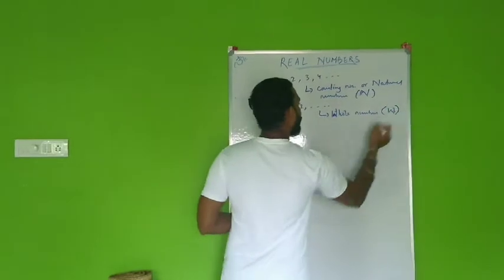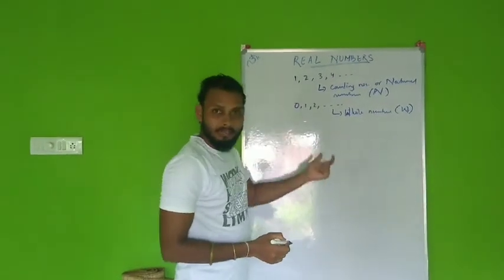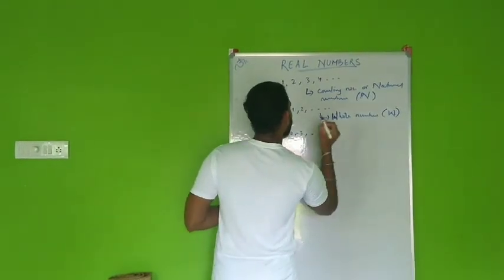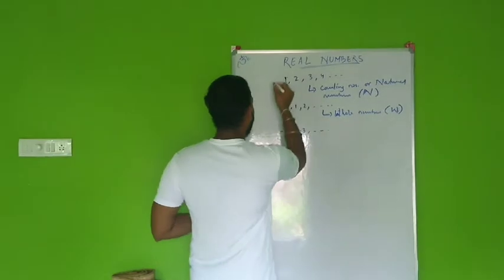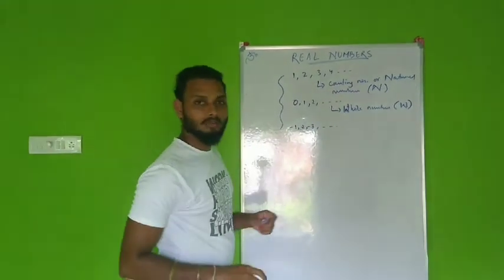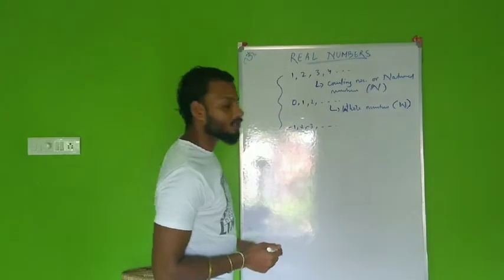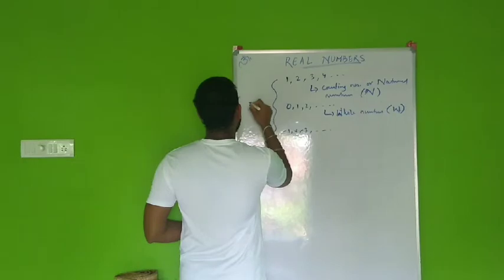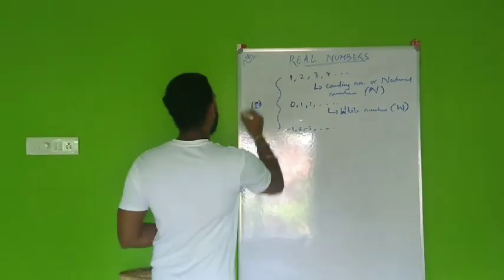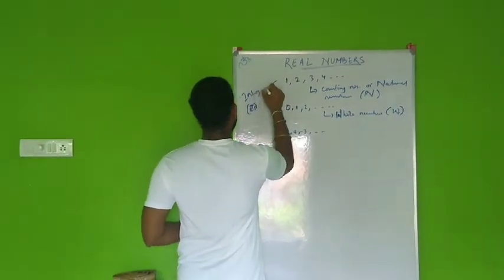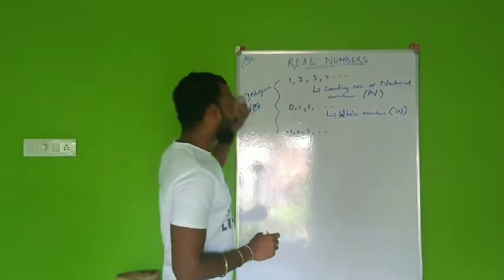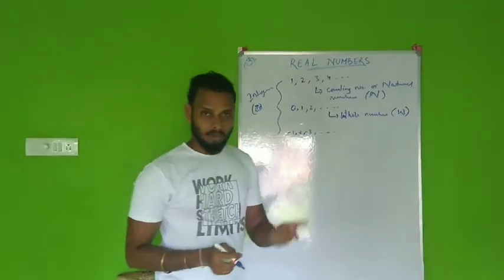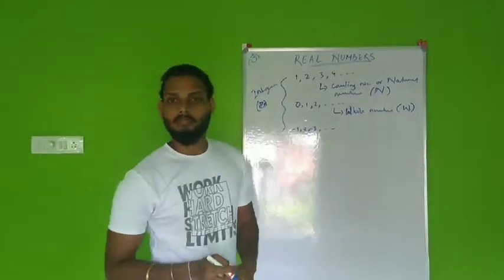Similarly, if I include the negative natural numbers, that is -1, -2, -3 and so on, I will get these three collections. If I make a collection of these three sets of numbers, I will get the set of integers, which I will denote as Z. So these are my integers. Integers are either natural numbers, or 0, or the negative natural numbers.